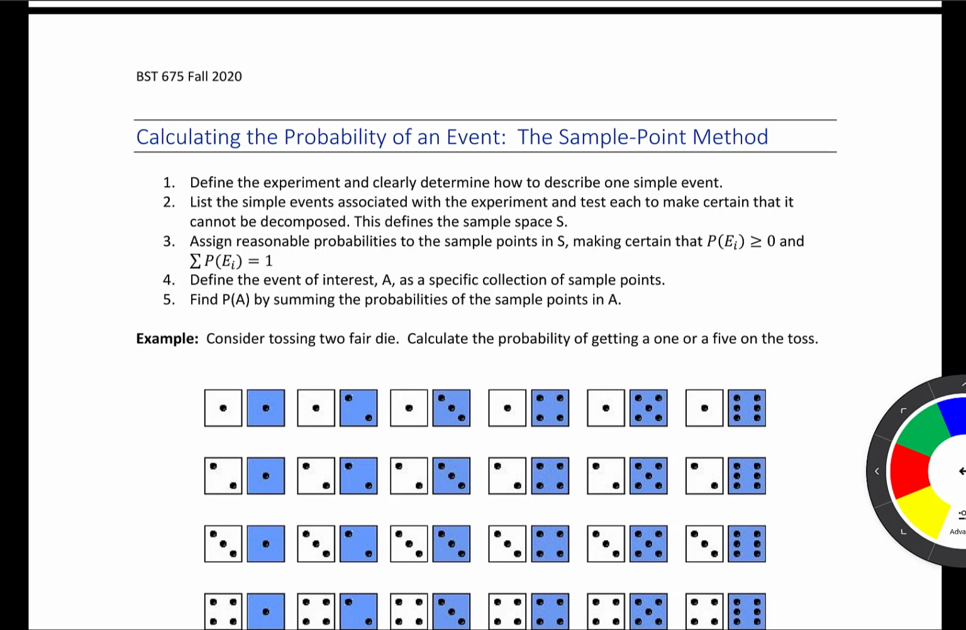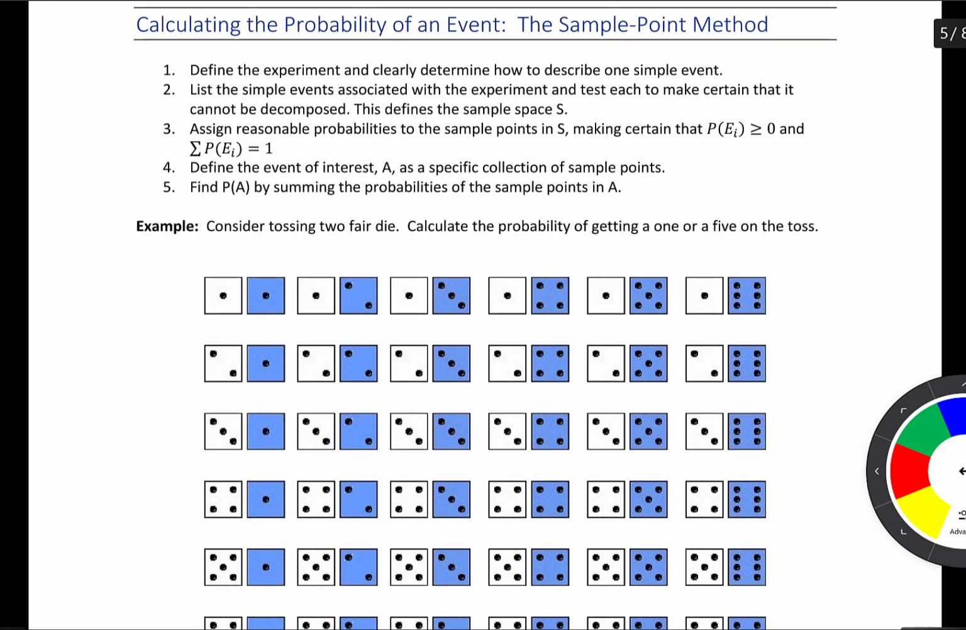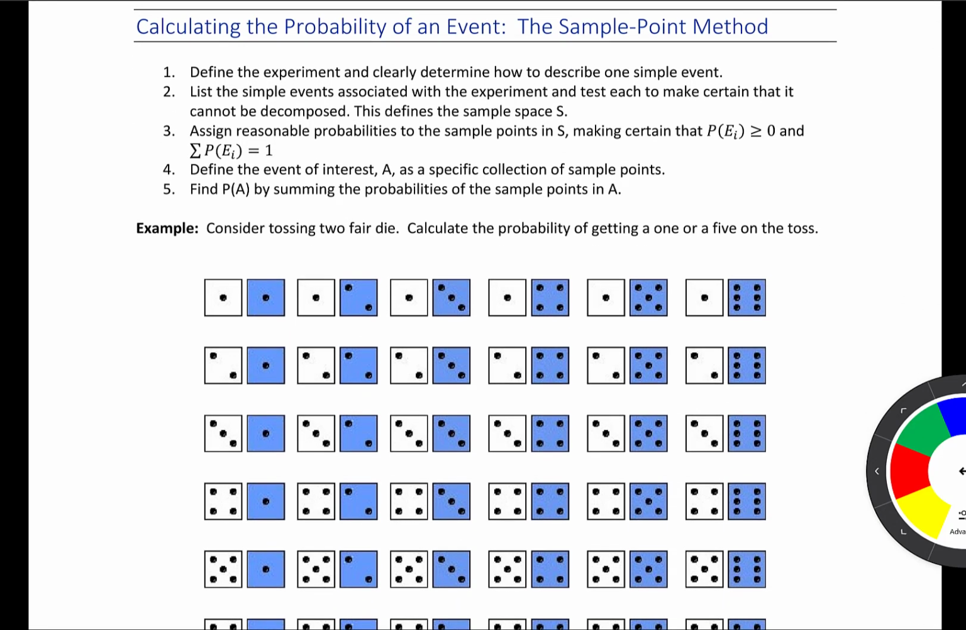And then we assign reasonable probabilities to the sample points in S, making certain that all of the probabilities are greater than or equal to 0 and that the sum of all of them together is 1. Define an event of interest, which we could call A or whatever letter you like, which is a collection of sample points, and then find the probability of A.